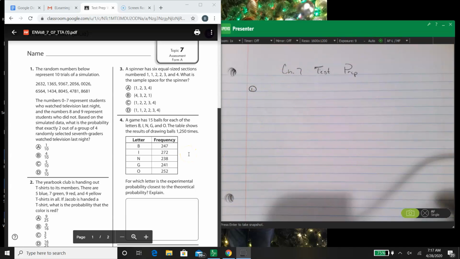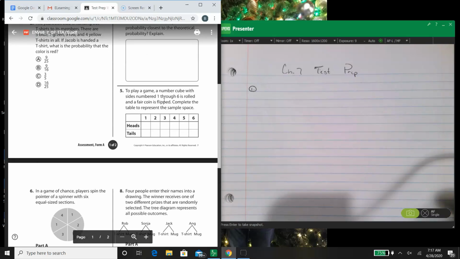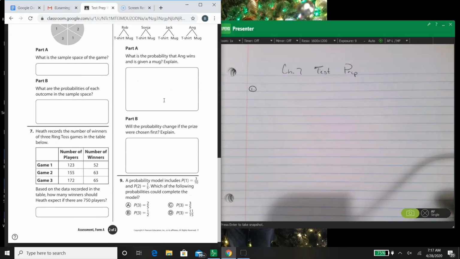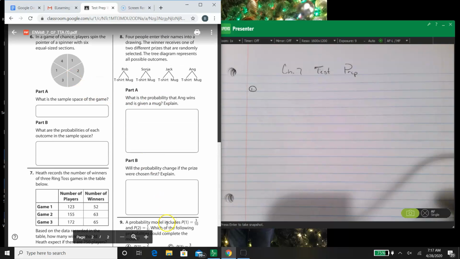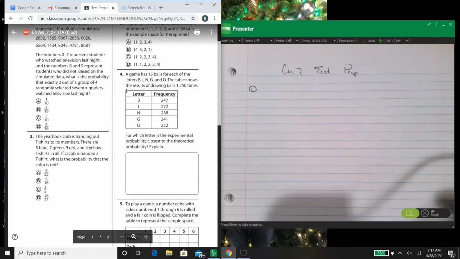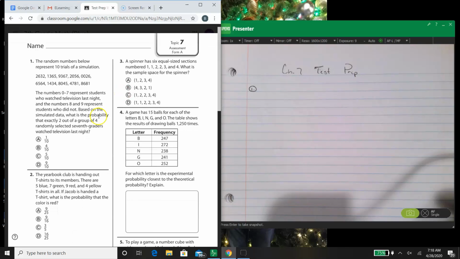We're going to take this as an opportunity to go through this first page today. So we're going to go through questions 1 through 5 today, and then tomorrow we'll go through the rest of the questions 6 through 9. We'll make sure that you have a very good understanding of these questions and the way in which they're presented, because your test is going to look very similar to this one, okay? Let's go ahead and get started.